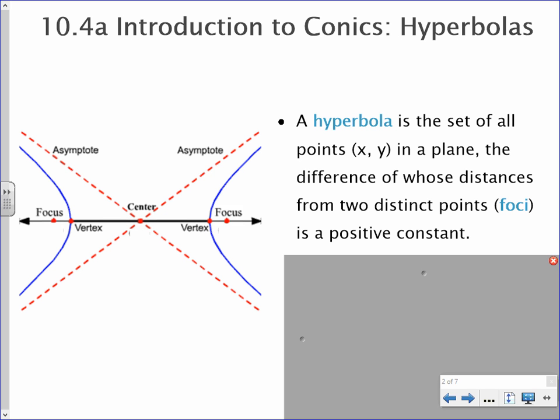A hyperbola is the set of all points in a plane the difference of whose distances from two distinct points is a positive constant. So before you write this down, just take a break. The only difference between this definition and the ellipse definition is this word right here. Yesterday it was sum, today it's difference. Go ahead.